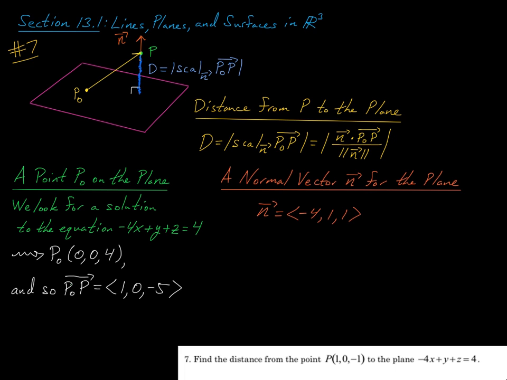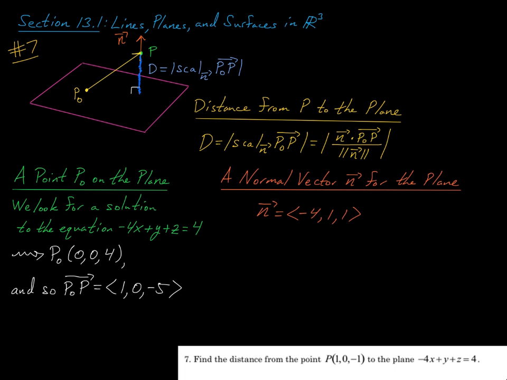All right, so then what about the vector P0p? Well, I want the vector whose tail is at the point P0 with coordinates 0, 0, 4, and whose tip is at the point P with coordinates 1, 0, -1. So you just subtract coordinate-wise, so 1 minus 0 would be 1 for the i component, 0 minus 0 is 0 for the j component, and then -1 minus 4 is -5 for the k component. So that's our vector P0p. How about a normal vector for this plane? Well, for that, we can just read off the coefficients of x, y, and z. So that's -4, 1, 1.